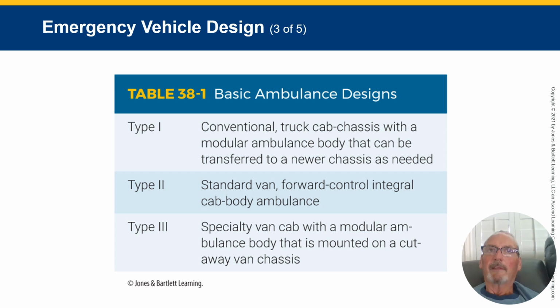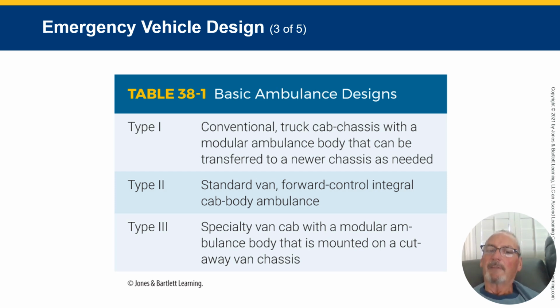We have 3 different types, and you're going to be responsible for knowing the 3 different types. Type 1 is your conventional truck cab chassis with a modular ambulance body that can be transferred to a new chassis. So when that ambulance frame wears out, they're able to unbolt the box, lift it up, and back a new chassis underneath it, lower it down, and reattach it.